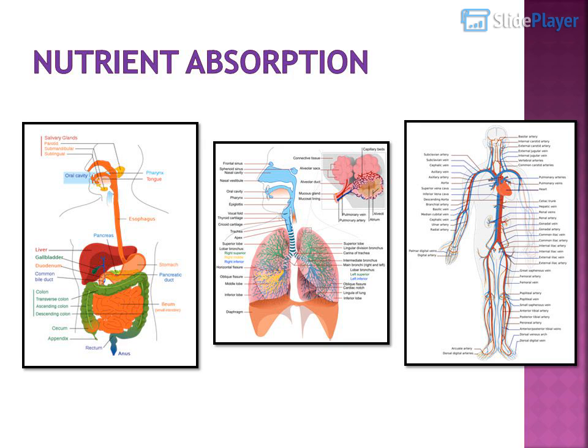Nutrient absorption. Left lung has 2 lobes instead of 3, heart takes up space.